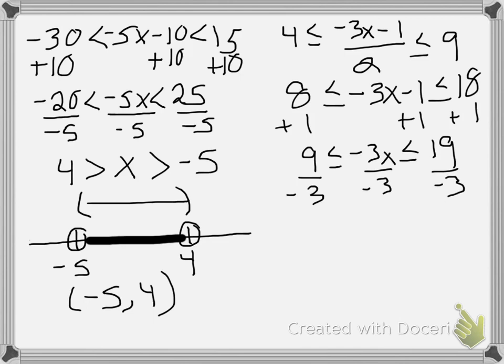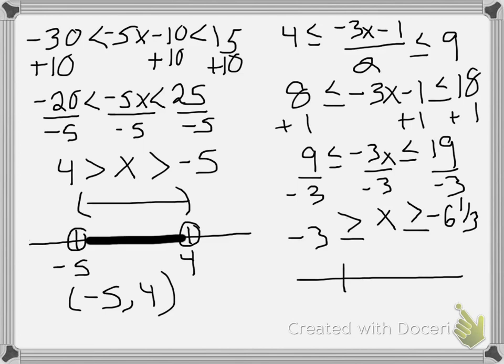Alright, 9 divided by negative 3 is negative 3. I divided by a negative, so I have to switch my inequality. This is now x finally. Switch this inequality. And this is negative 6 1/3. Alright, so which of these numbers is smaller, negative 6 1/3 or negative 3? Well, hopefully you realize it's negative 6 1/3. So here's negative 6 1/3.